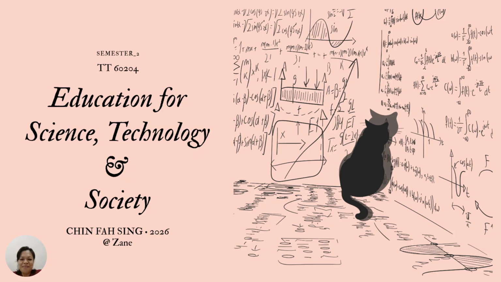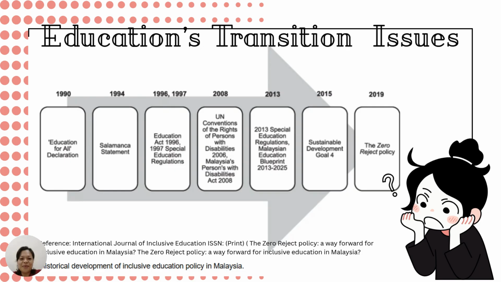I'm Chin Fa Singh. We are going to discuss education for science, technology, and society. For the education transition issue, for me, I went through two transitions.